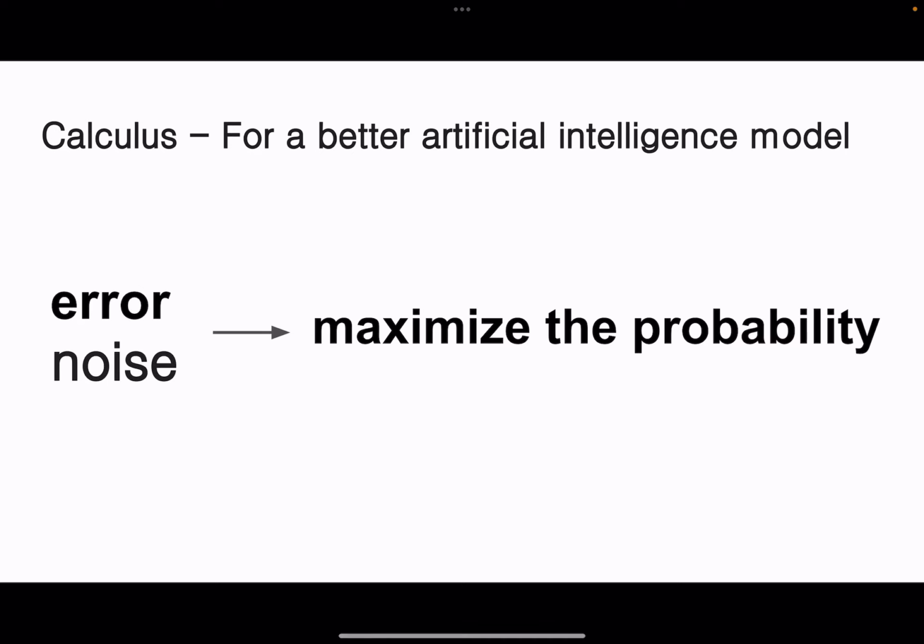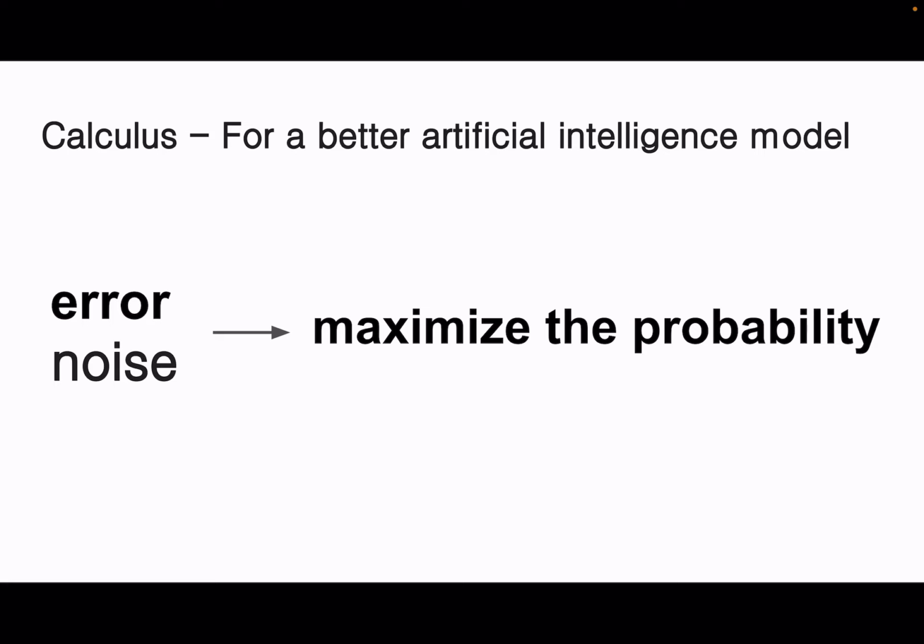Calculus for a better AI model. The data we observe contains a variety of errors. There are errors that can be reduced by humans, such as errors in measuring instruments and data loss during communication, but there is also noise inherent in data. Therefore, even if data is observed from a certain probability distribution, not all data exactly matches that distribution. Additionally, it is impossible to estimate a probability distribution that fits all data exactly.